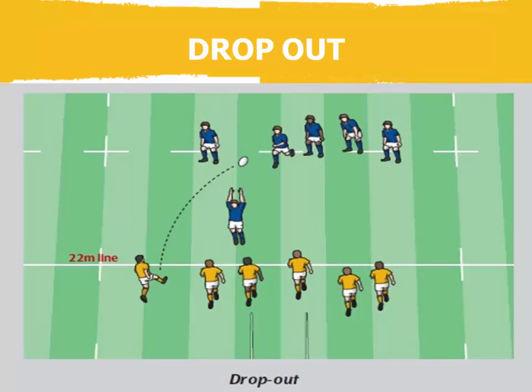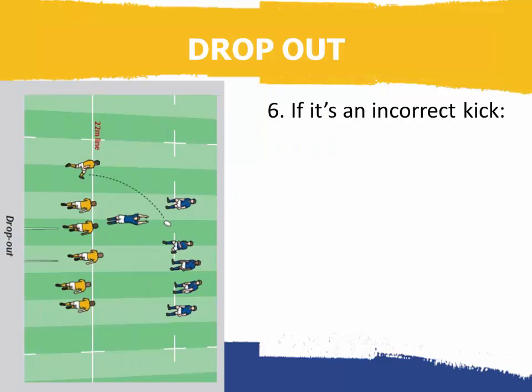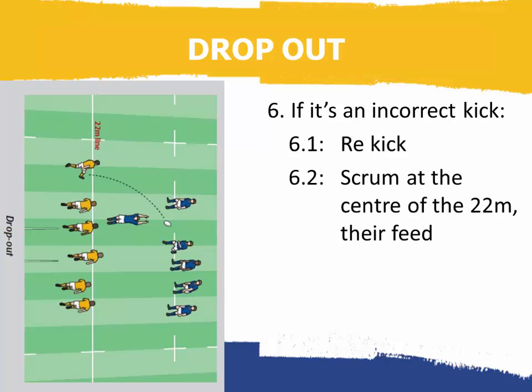A dropout is a drop kick which must be taken by the defenders anywhere on or behind the 22-metre line. If the kick is taken incorrectly, the opposing team has two choices. They can either elect to have the ball dropped out again, or they can opt for a scrum at the centre of the 22-metre line where they throw the ball in.